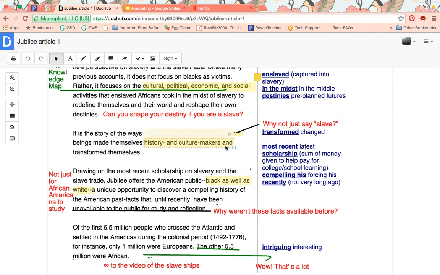History and culture makers is maybe something you know what that means, maybe you don't, but this would be something you could comment on. Who makes culture? How do people make culture?